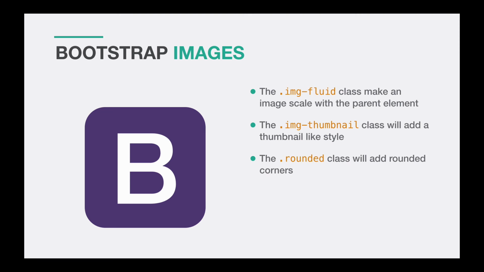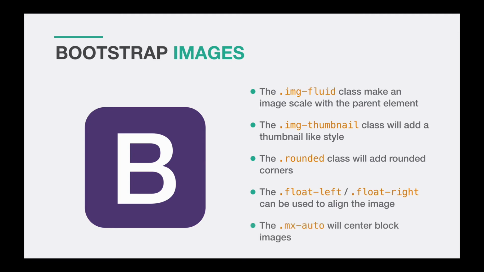There's also rounded classes. Now, this is not specific to images. You can use the rounded classes for anything, but you can use them for images to round the corners of an image, even to a point where it's a whole circle. There's also float classes, which can be used for images. Float classes aren't as common now, but you can still utilize them. And then there's mx-auto, which can be used to center an image if it's a block image. So let me show you what these look like in code.